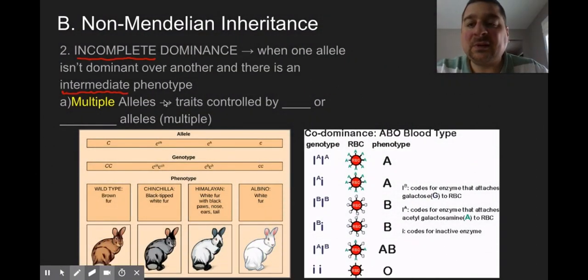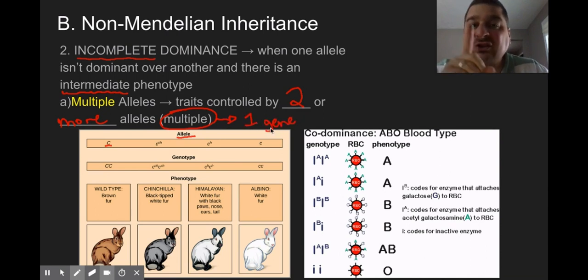Another example would be multiple alleles, which are traits controlled by 2 or more alleles. That's where we get the term multiple alleles. For example, if you look at rabbit coat color, down here you see that there are multiple alleles that a rabbit can have for coat color. They can have a dominant, capital C, which gives them a brown coat, the chinchilla allele, the Himalayan allele, and the albino allele. Now notice with multiple alleles, there's more than one allele, but there's still just one gene.